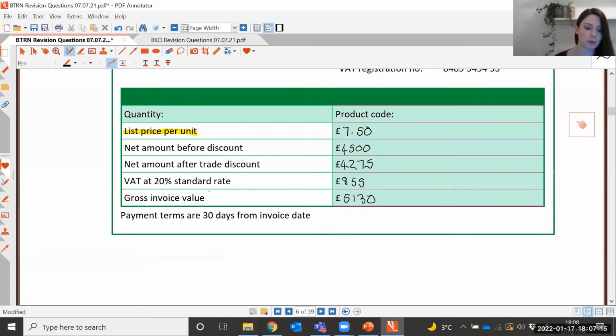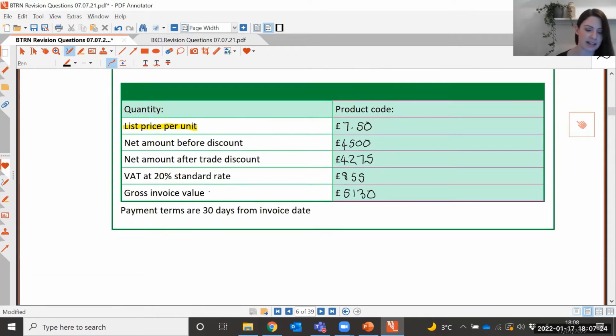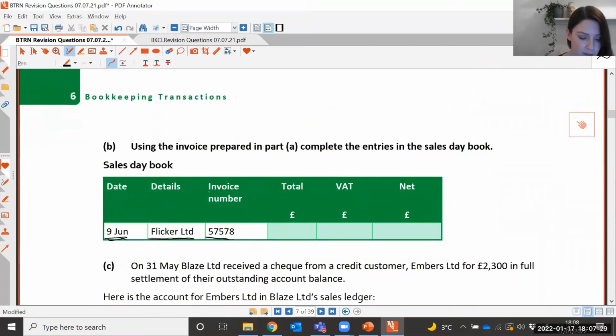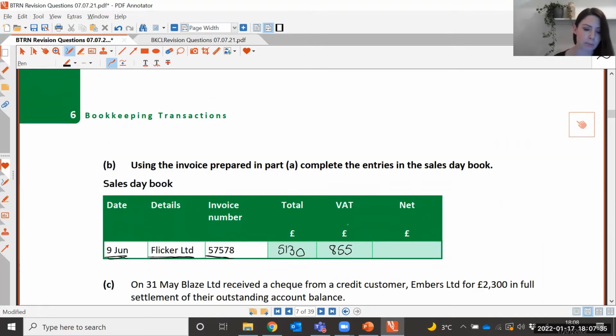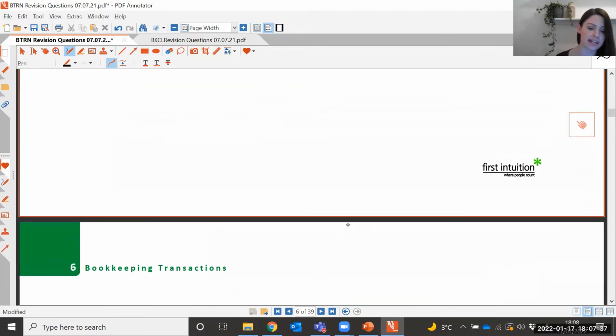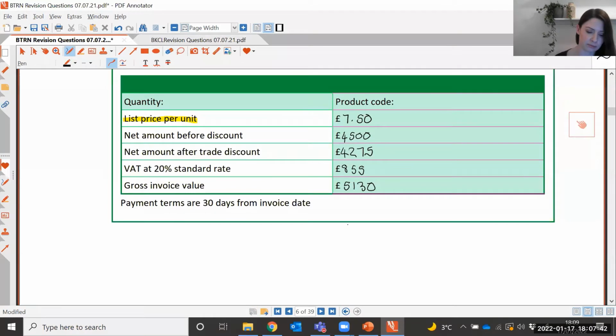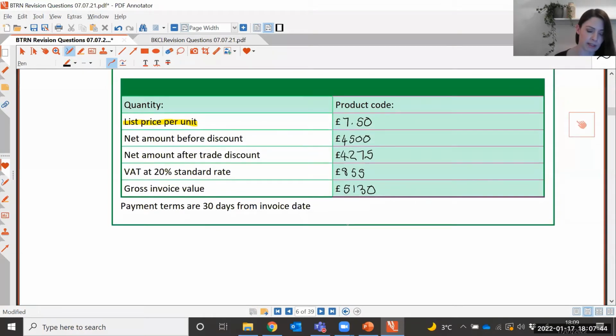So what entry would we put for the gross amount? Yeah, so the 5,130, yeah. We know the VAT is at 855. So what would we put there for the net amount? Yeah, good, the 4,275. So it's the one after the discount.